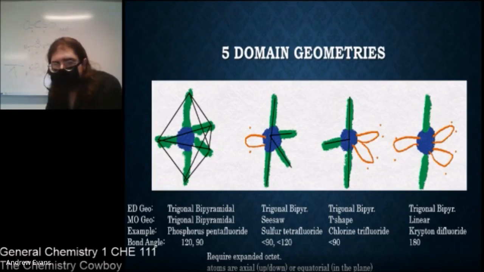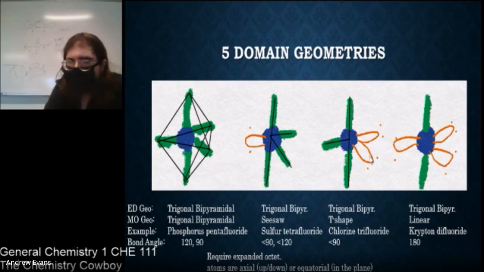We remove a second atom from the equator. We get what's called a T shape. It's just essentially a T on the side. You turn it around and you can see it looks like a T. It's pretty clear. Hopefully you can see that T. Chlorine trifluoride. And if we remove a third atom, we go right back to linear because we still have the up and the down. We only see the up and the down in the molecular geometry.